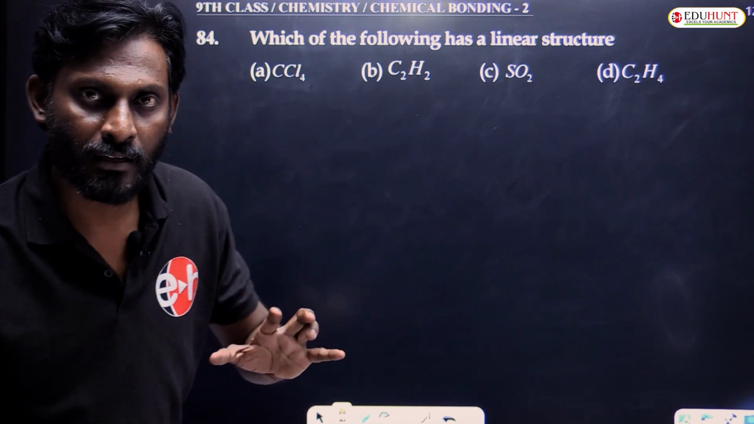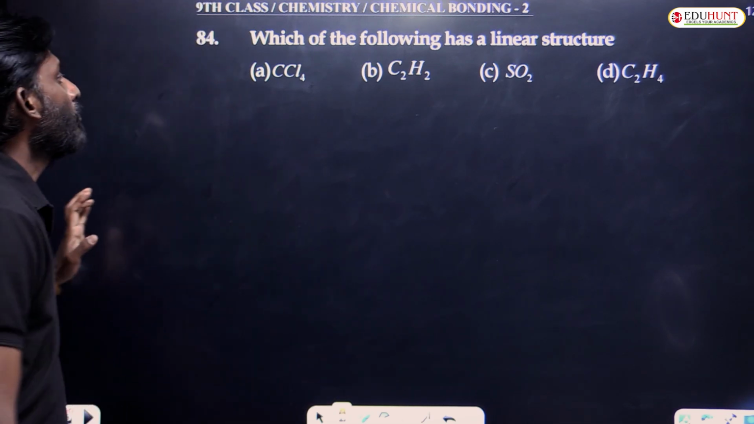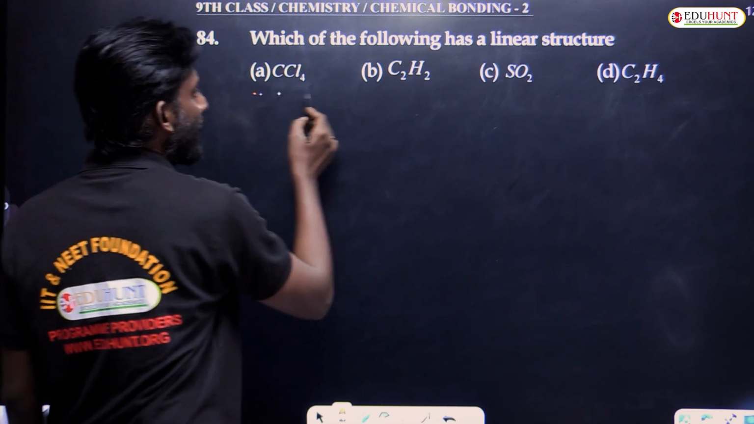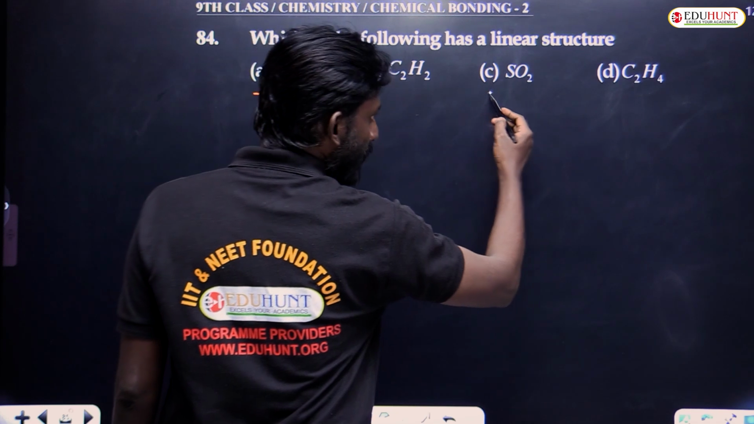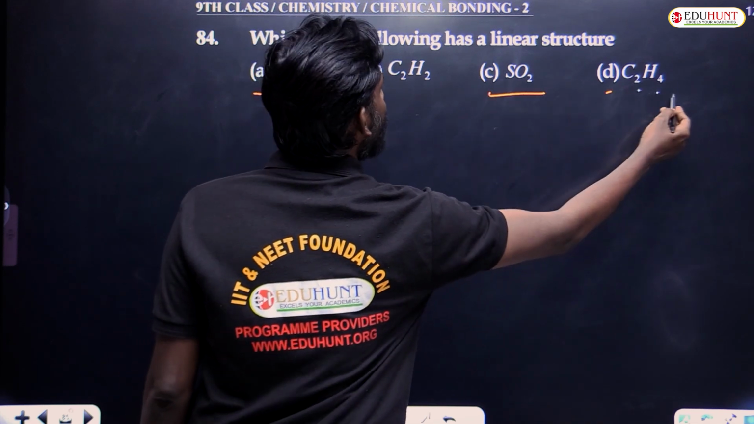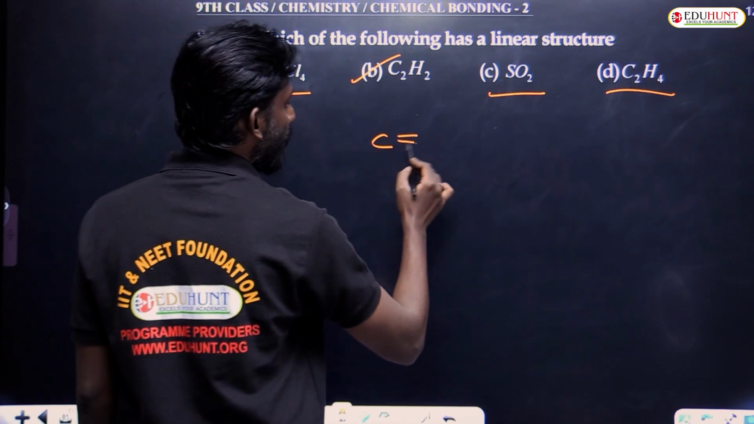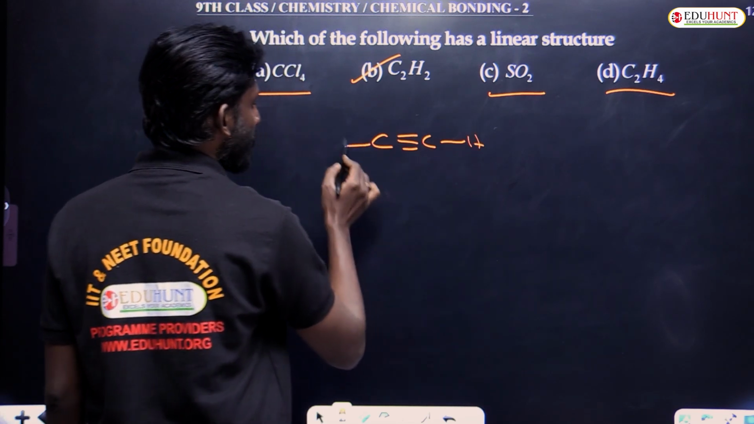Moving towards question number 84. I hope you are following carefully. Which of the following has a linear structure? Again, same kind of question. Tetrahedral, this one. Trigonal planar. This is also trigonal planar, and this is linear. C triple bond C H H linear.